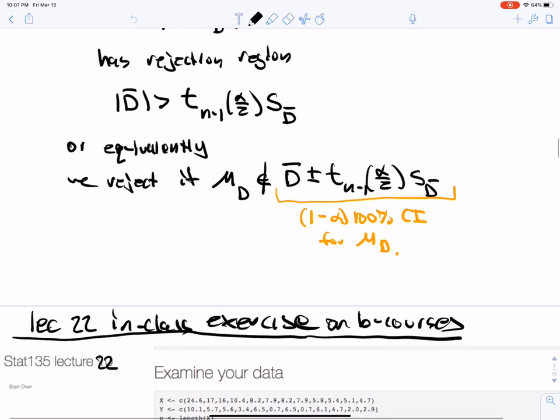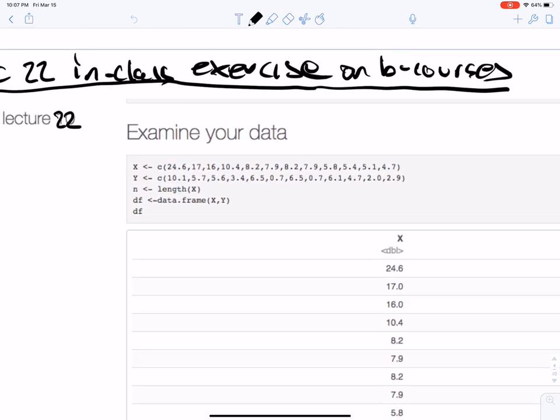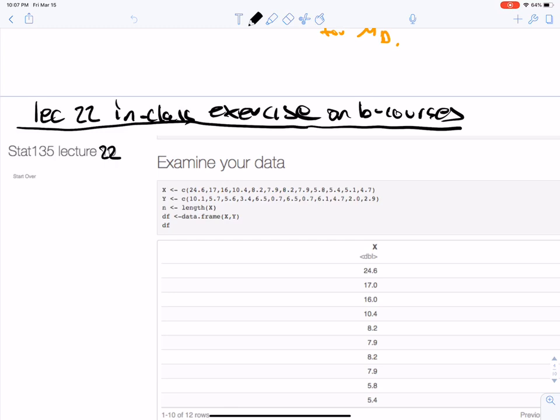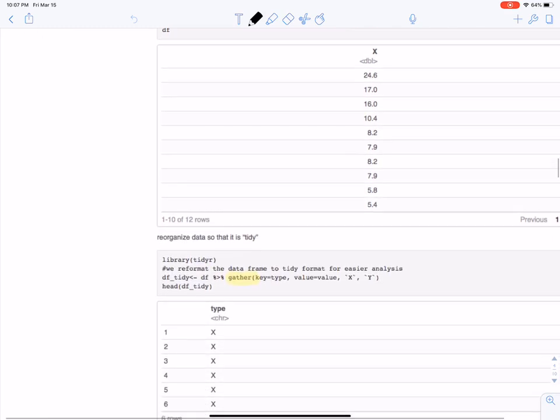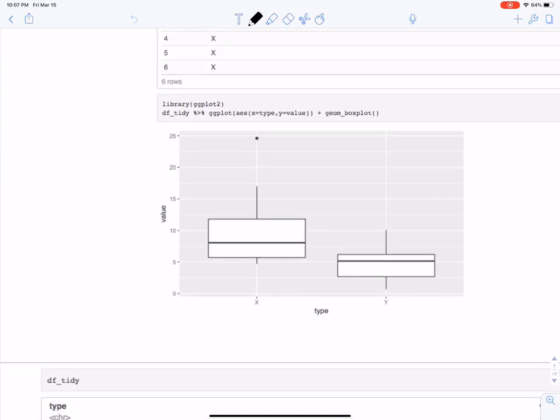So then we did an in-class exercise to see how this all works. I gave you some data here, and I'm first going to just examine this data. So I'm going to tidy it up so I can make a bar plot.